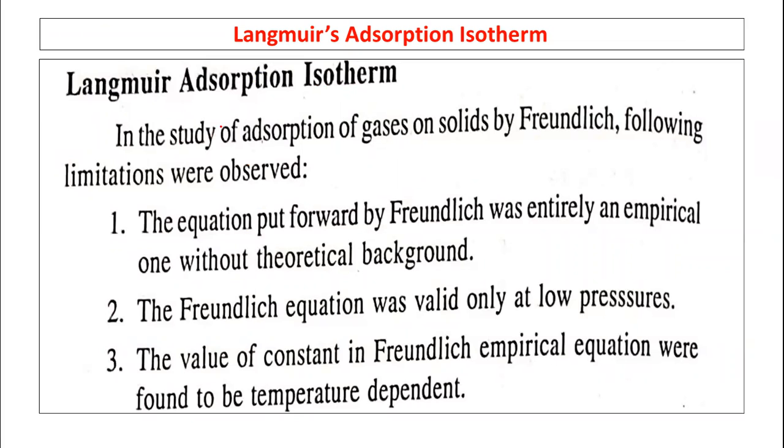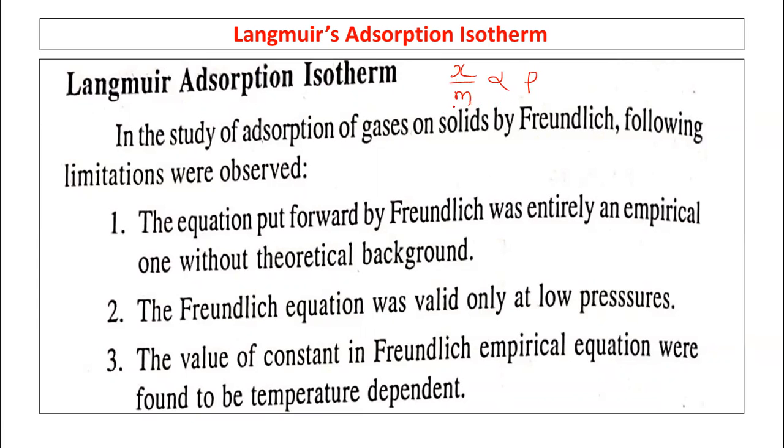What is adsorption isotherm? Adsorption isotherm is the equilibrium relation between the amount of the gas adsorbed per unit mass of the adsorbent with pressure. Suppose that X is the amount of the gas adsorbed and M is the mass of the adsorbent. So adsorption isotherm is the amount of the gas adsorbed per unit mass of the adsorbent, and it is related to the equilibrium pressure. That is the adsorption isotherm.